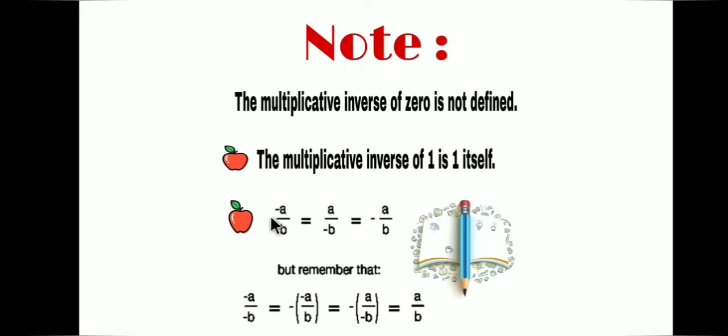Also, when we say minus a upon b, it is equal to a upon minus b or minus of a upon b. All these three rational numbers represent the same number. We can write minus a upon b as a upon minus b also, which is equal to minus of a upon b. Also, minus a upon minus b, or minus of minus a upon b, or minus of a upon minus b is equal to a upon b. All these four rational numbers represent the same rational number a upon b.